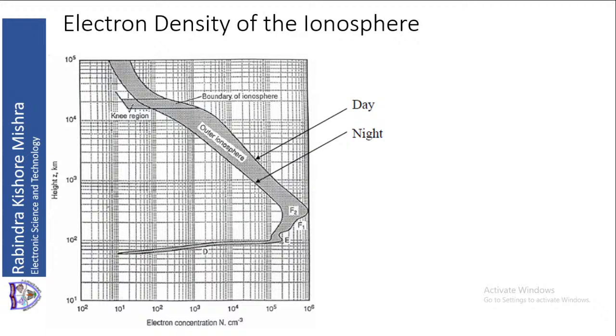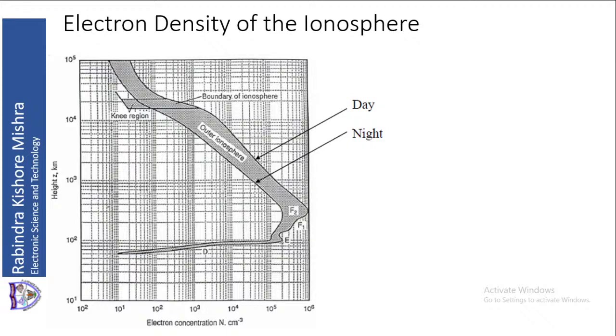Now based on this, we can divide the ionosphere into different layers. The lowest layer, which is closest to the Earth, is called the D layer. Above that we call the E layer. Above that there is the F layer. The F layer is split into two parts in the daytime, the F1 layer and F2 layer.